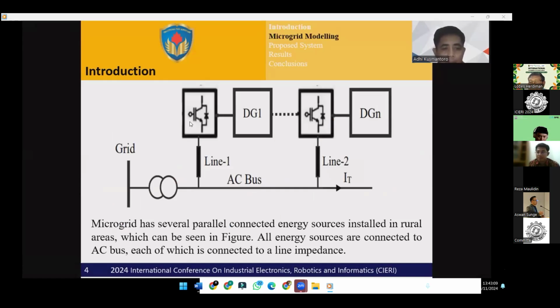Microgrid has several parallel connected energy sources installed in rural areas, which can be seen in the figure. All energy sources are connected to a DC bus, each of which is connected to a line impedance. All of these energy sources function to supply the load without interruption. Apart from that, the total current supplied to serve the load is divided into the sum as that stored in the battery.